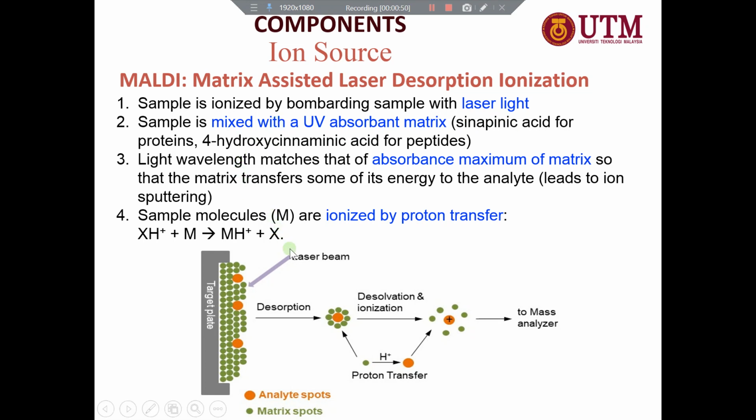Alright, the next step, you set the laser beam. You send a pulse from the laser beam to the surface of the matrix at the maximum UV absorbance of the matrix, so your matrix will absorb the energy efficiently. After you send energy at one spot, there will be energy transferred to the others, so some of the matrix will send its energy to the analyte.